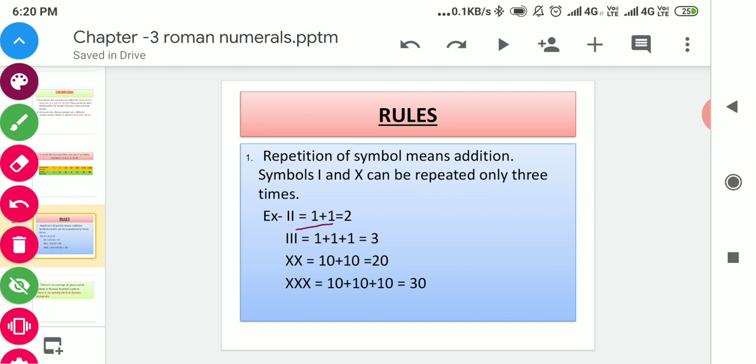The value of I is 1, so we will add 1 up to 2 times. That is 1 plus 1. The answer will come 2. Next example is III. That is 1 plus 1 plus 1. The answer will come 3.